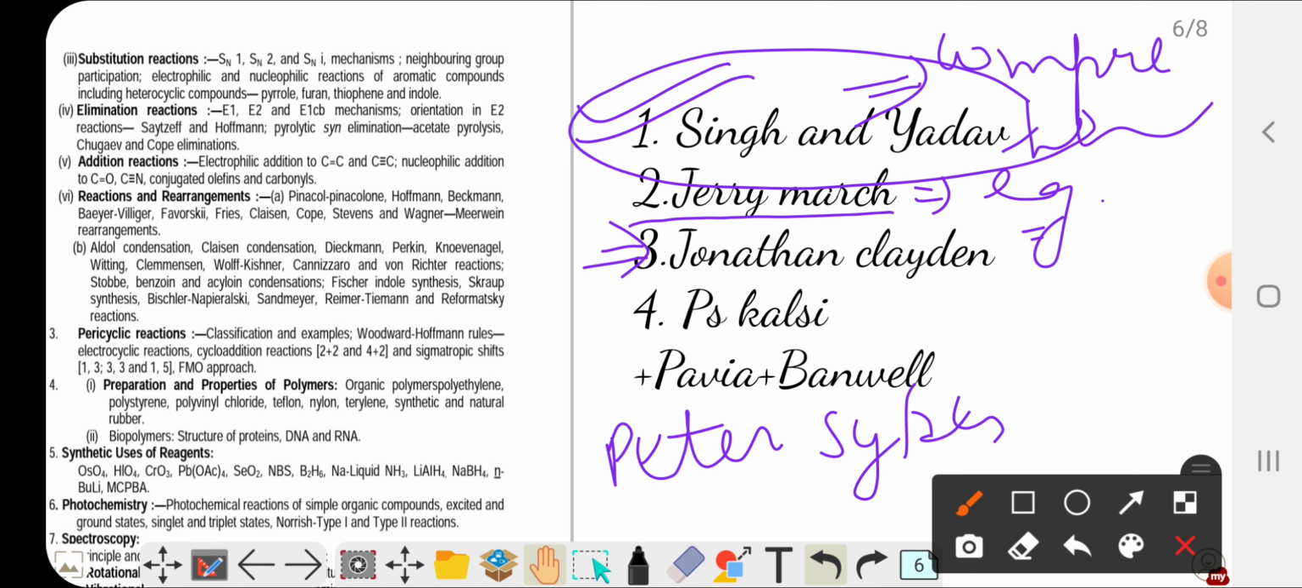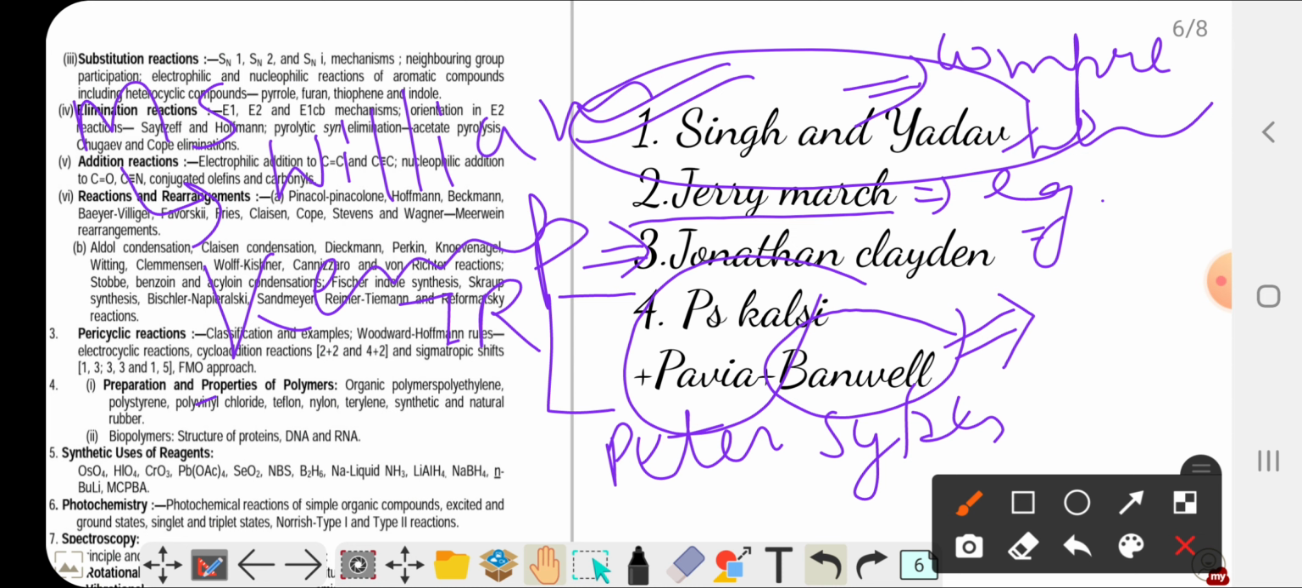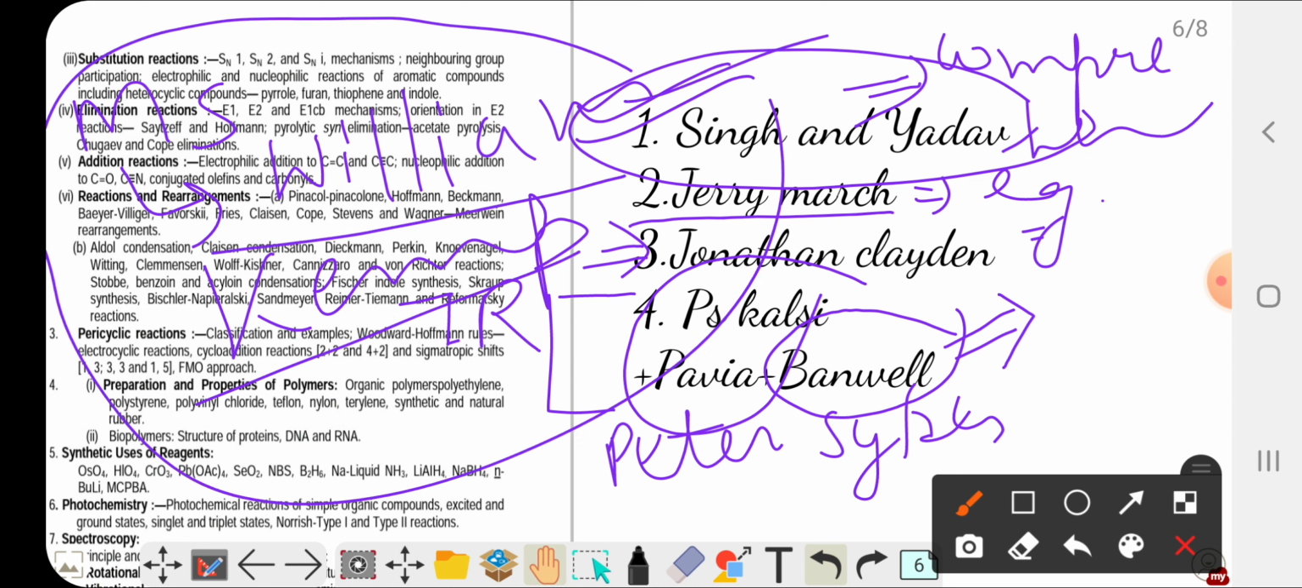Now for the spectroscopy part, first of all, for physical spectroscopy, you can refer to Banwell. It is a very good book. For NMR as well as IR, you can refer to P.S. Kalsi as well as Pavia. For mass spectrometry, you can refer to William Kemp. It's a very good book, and it explains all the concepts very nicely. Moreover, there are questions in that book also.